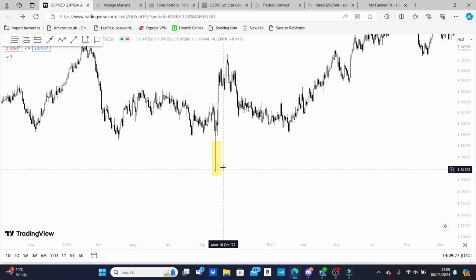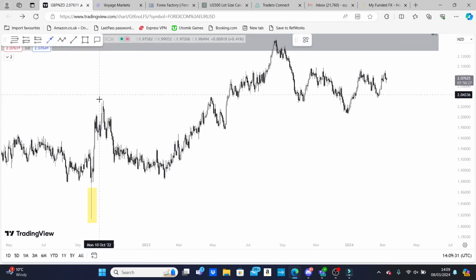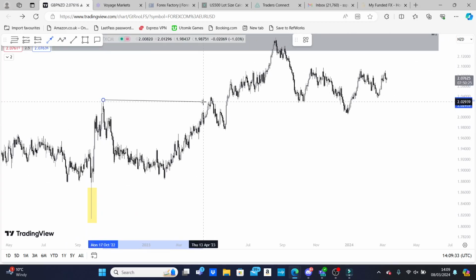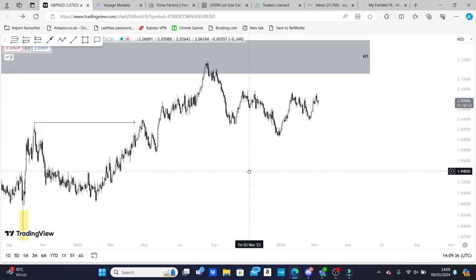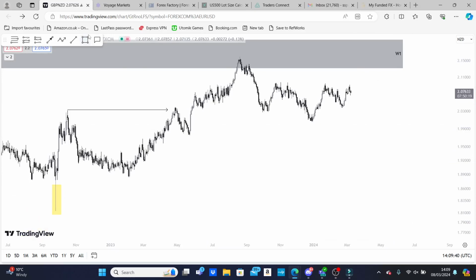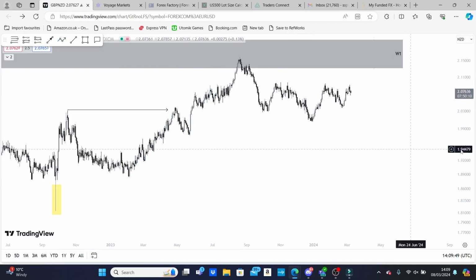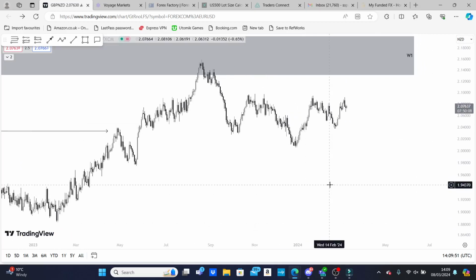Now, since this low has swept liquidity, we've seen price print a new high. So we've seen a daily break of structure. Now, this daily structure has been complemented by another daily structure over here. So the way that I'm looking at my structure on GBPNZD is very simply a low, high, a discounted retracement, high, minor retracement, and now another high.